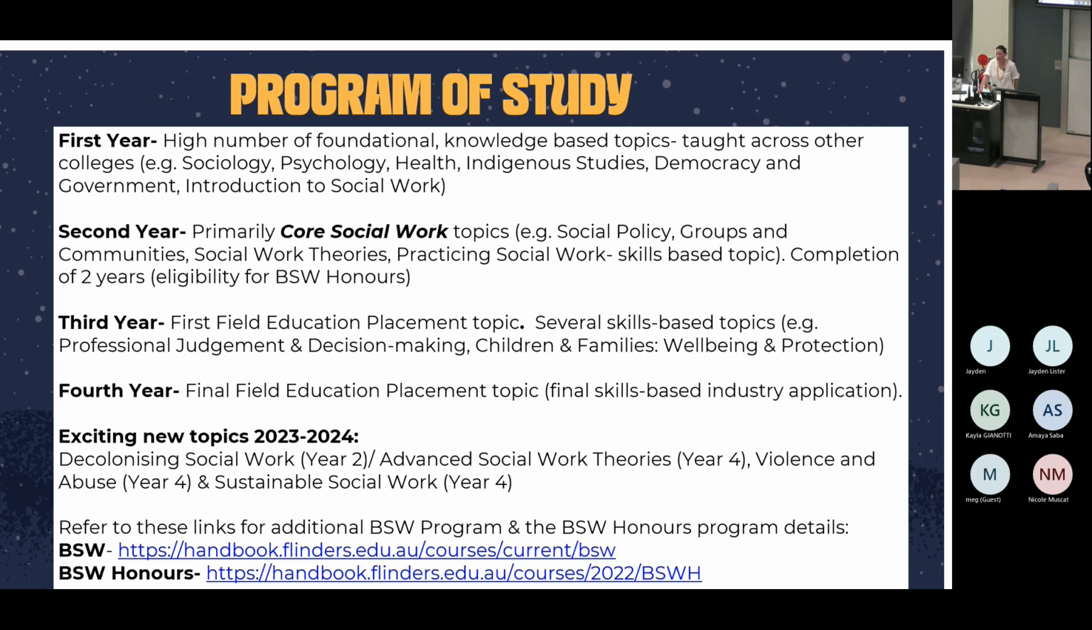And in third year, I'll do that. Okay. In the third year, that's where you do your very first field education placement. The field education placement is basically where you go out for 500 hours into an industry setting, and I'm a topic coordinator in one of the Bachelor of Social Work final field education placement topics. Students basically complete 500 hours.